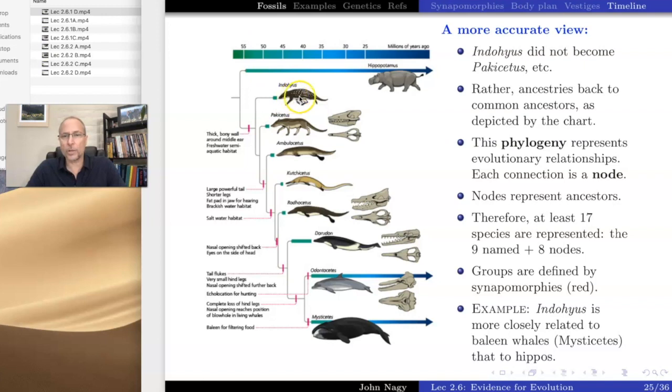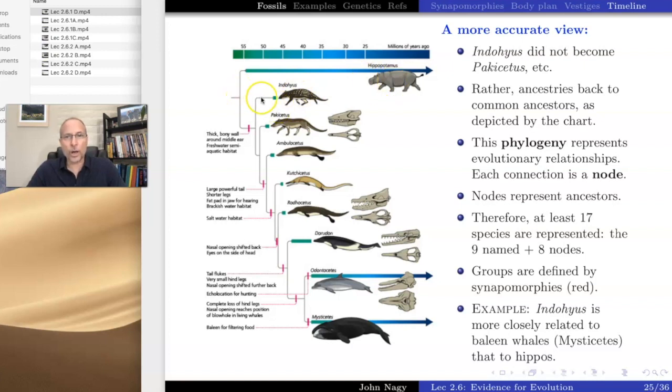Where's the common ancestor between Indohyus and hippos? Indohyus goes back here, and then has to go all the way back here to find the common ancestor with the hippos. So Indohyus genetically is expected to be more like baleen whales than it is like hippos, even though on this chart, the way it's drawn, Indohyus is close to hippos.